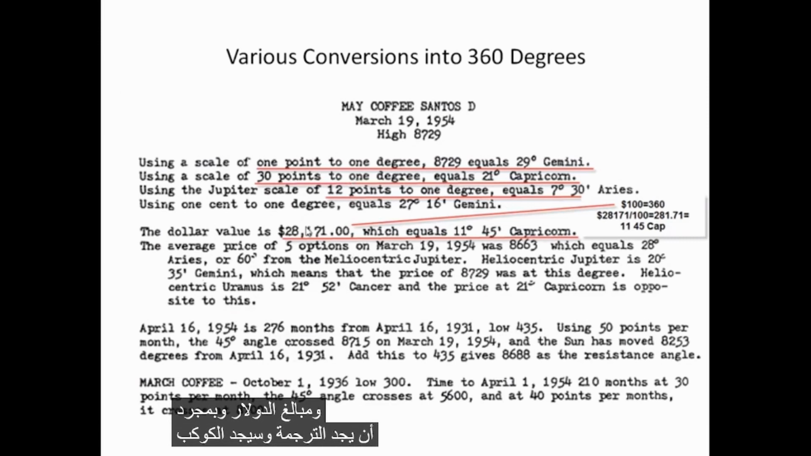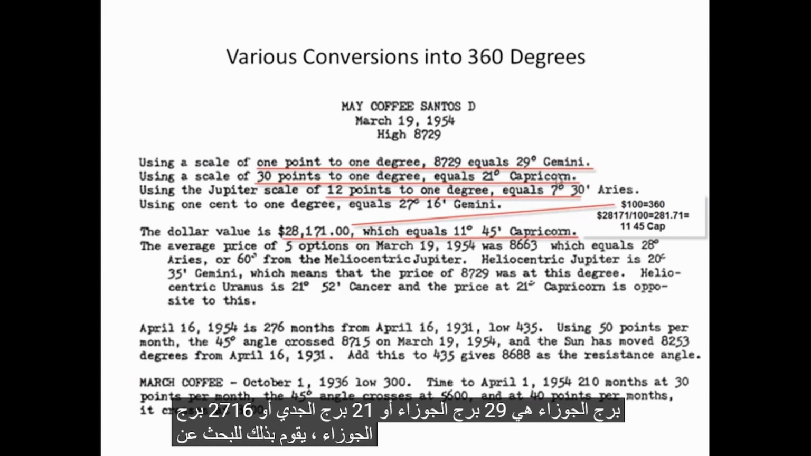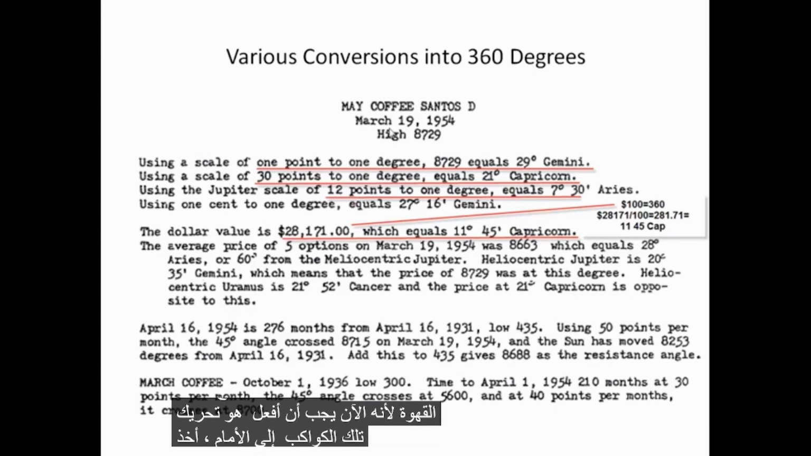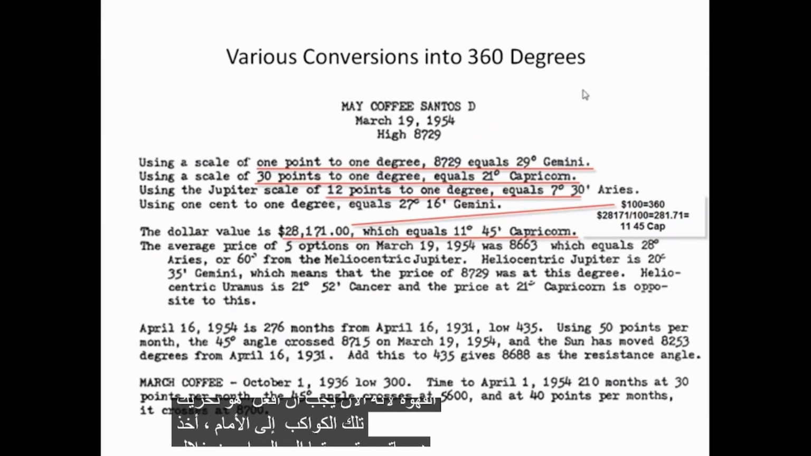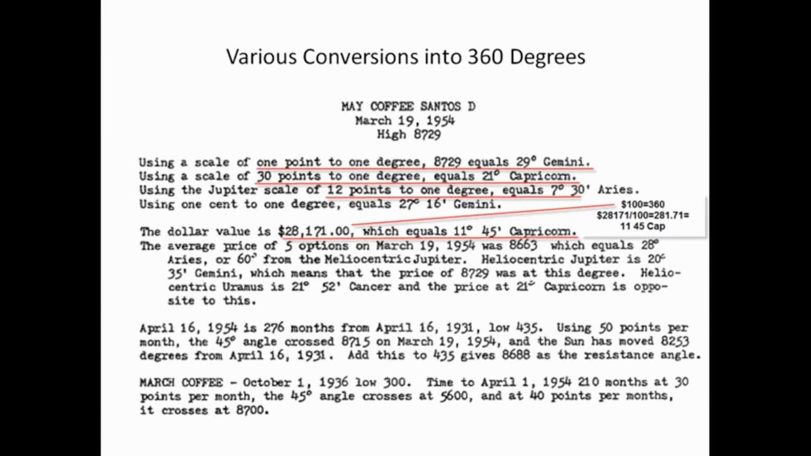And once he finds the translation, he'll find the planet which is located at 7.30 Gemini or 29 Gemini or 21 Capricorn or 27.16 Gemini. He's doing this to look up what planet is there, what angle is that degree between two planets, and once he finds it, he will find the key to trading coffee, because now all he has to do is move those planets forward, take the degrees they are and translate it backwards by these units to get the price coffee will be in the future, because time and price are connected and they're always equal.